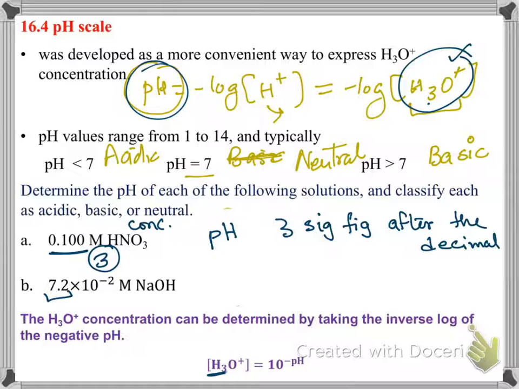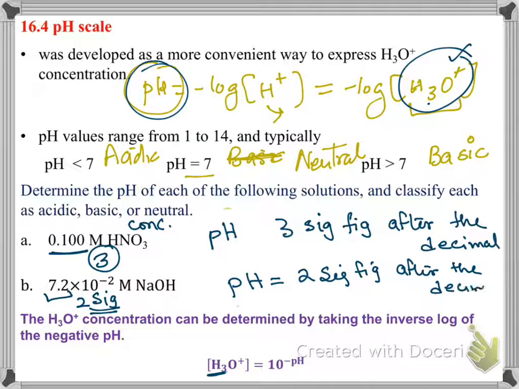Again, there are 2 significant figures here. Then when you are calculating pH, there need to be 2 significant figures after the decimal. That's the rule for pH. So in the last example, when we calculated the pH of this, the answer I wrote down as 12.90. Why? Because 2 significant figures means 2 significant figures after the decimal.